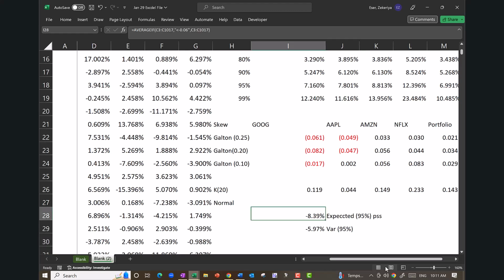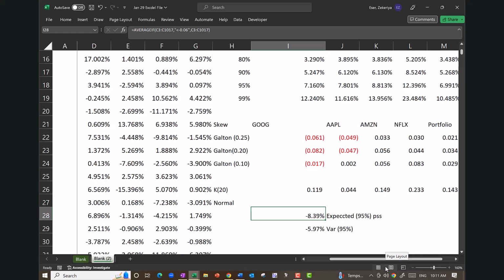It is not surprising that expected loss is actually higher. So if I'm doing a trading limit, I would actually use the expected loss. Because, yes, there is at most 5% probability that I'm going to lose more than 5.97%. But sometimes I'm going to lose really big. And so I want to kind of average things out.